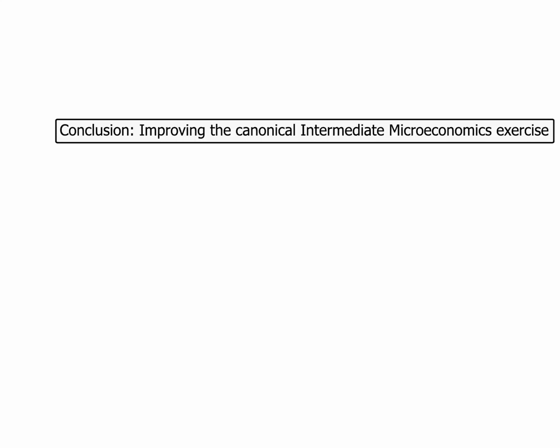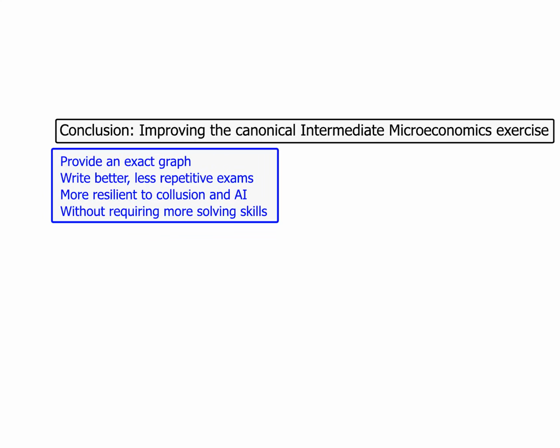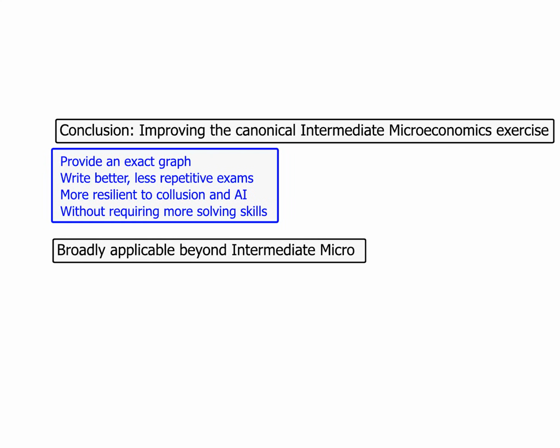In conclusion, the graph-first rewrite improves the standard intermediate microeconomics exercise, works by being centered around an exact graph. This enables better exam design, reduces repetition, increases resiliency to collusion and AI use, while at the same time reducing the computational burden on students.